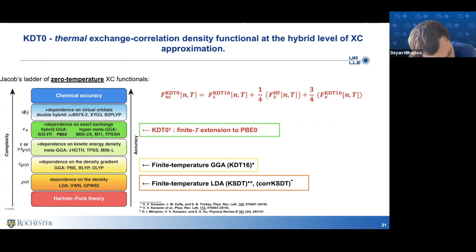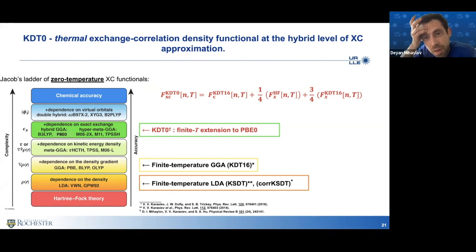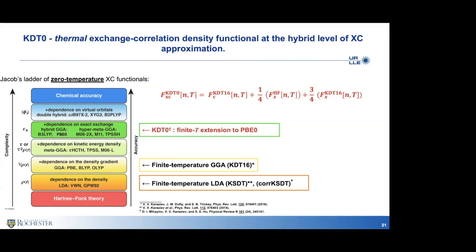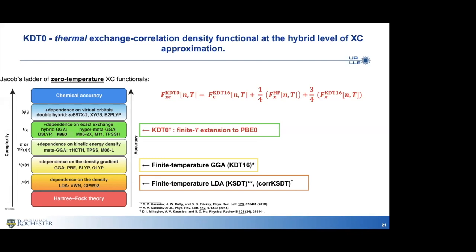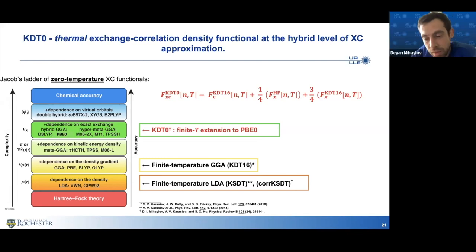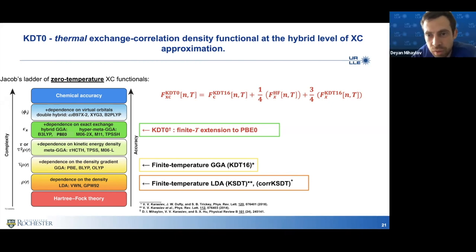Oh, those are the fractions of exact exchange that are used in the original PBE0 functional. They result from the adiabatic connection formula. So in constructing hybrids, the fraction of Hartree-Fock exact exchange is not really universal, right?